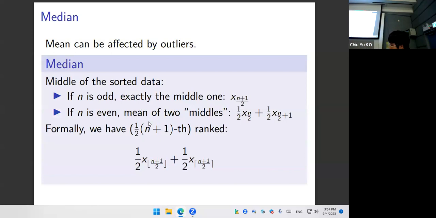Now we have the mean, and the next thing we want to talk about is the median. Okay. And later we will see an example. The median is not affected by outliers, and that is exactly the reason why we look at the median income, not the average income.